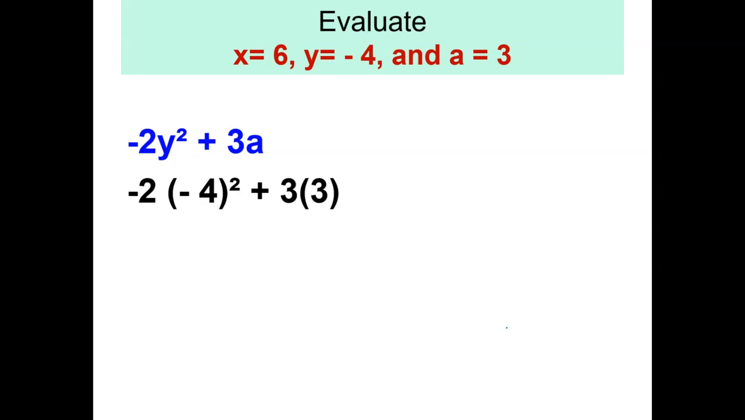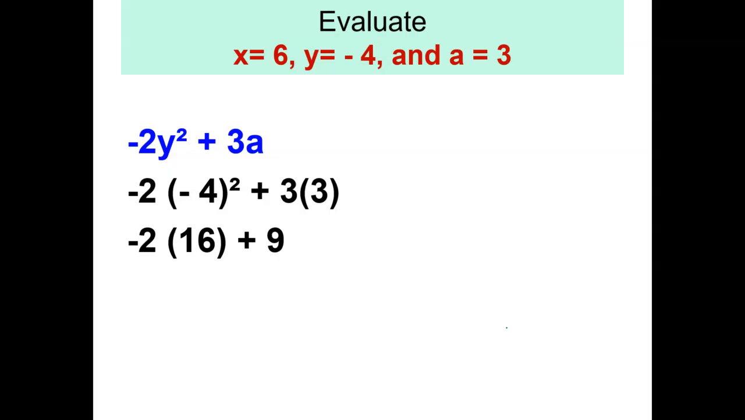Negative 2 times y is negative 4, so I put that inside the parentheses, then squared, plus 3 times a, which is 3. According to the order of operations, I'll do the exponent first. So negative 4 to the power 2 will give me positive 16. So negative 4 times negative 4. 3 times 3 will be 9.